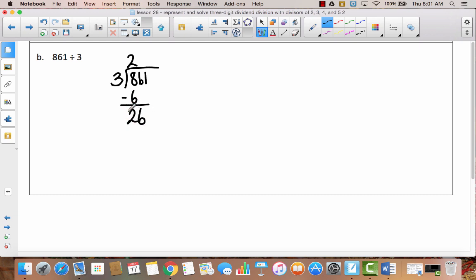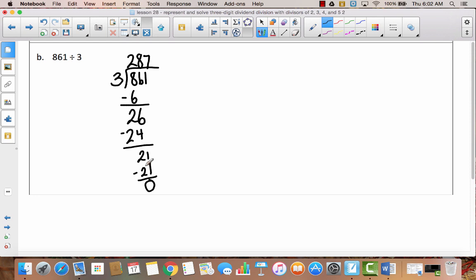So I'm counting by 3s. 3, 6, 9, 12, 15, 18, 21, 24. And I can't go any more. So that was 8 3s. I'm going to put that in the tens place. But 8 times 3 only uses 24 of my tens. So that means that I have 2 tens left over. I'm going to add it to this 1. So now when I decompose these 2 tens, now I have 21 ones. So when I count by 3s again, 3, 6, 9, 12, 15, 18, 21. That was 7 3s. 7 times 3 is exactly 21, so that gives me an answer of 0.